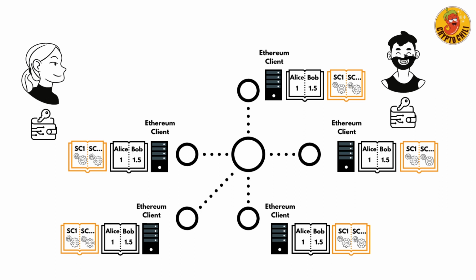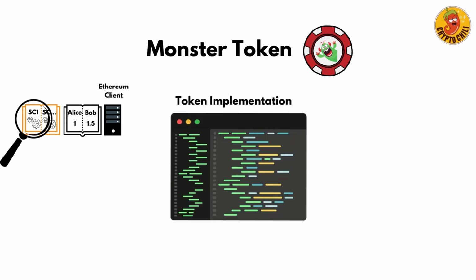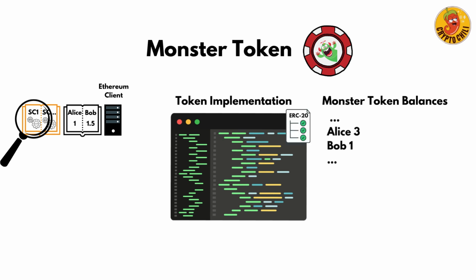And the token on Ethereum is implemented as smart contract. This means that anybody can create a new token. So let's look inside such a token smart contract. Here we see the smart contract that implements a new token called Monster Token. It consists basically of two parts, the token implementation and a table that stores the amount of Monster Token owned by the different accounts. Because so many people want to implement token on Ethereum, there is a standard available called ERC20 that defines a set of functions that needs to be there for a fully functional token.